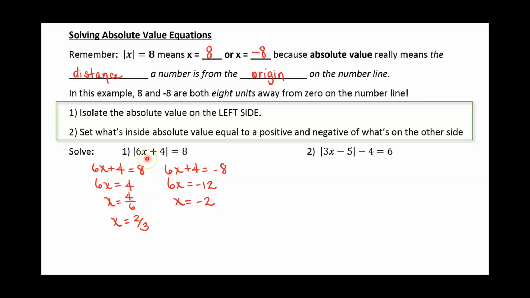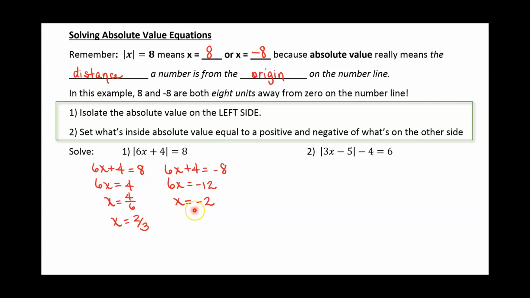Now if we plug each of those back in, you can see they both work. If we take 6 times 2/3, that's 4, plus 4 is 8, and the absolute value of 8 is 8. If we take -2 and plug it back in, 6 times -2 is -12, plus 4 is going to give us -8. Absolute value of -8 is also going to be 8.